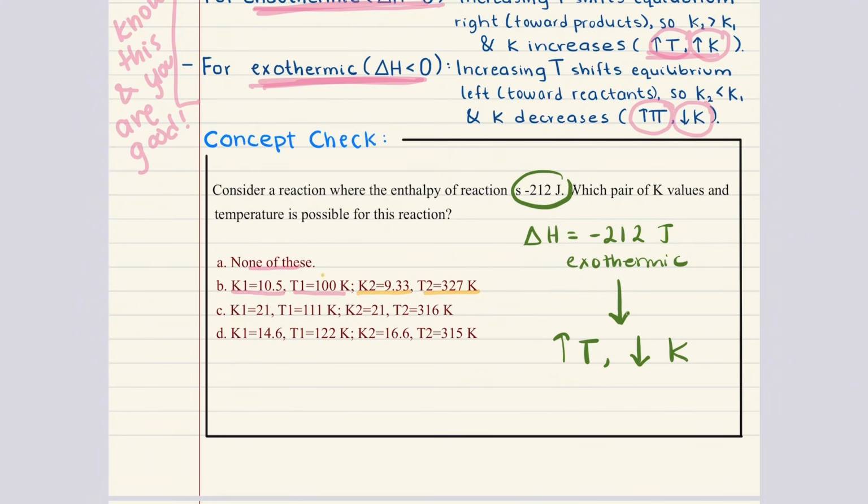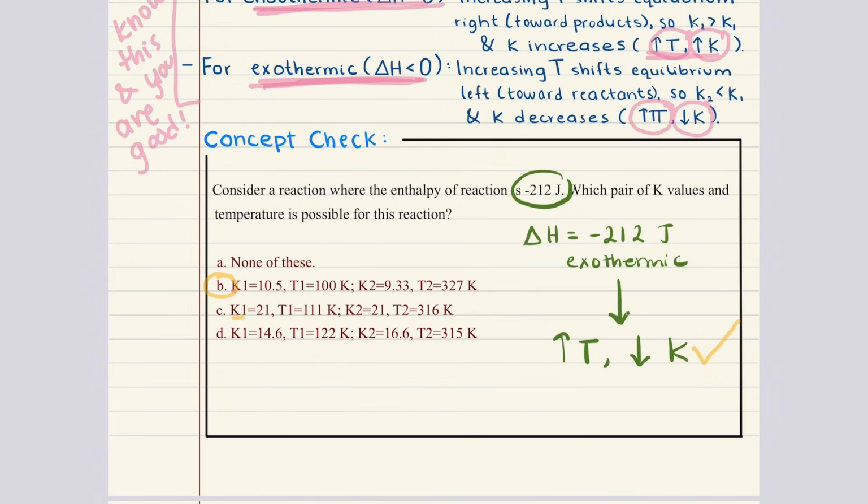So in option B, the temperature goes from 100 Kelvin up to 327 Kelvin. That is an increase. And then the equilibrium constant decreases from 10.5 down to 9.33. That matches perfectly with exothermic behavior. So this answer is the correct answer, but we're still going to work through C and D.